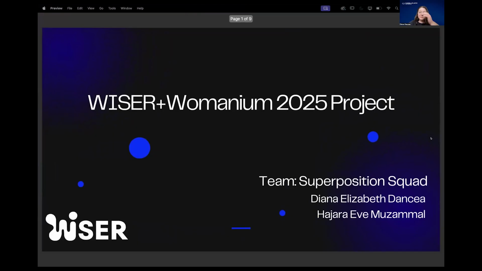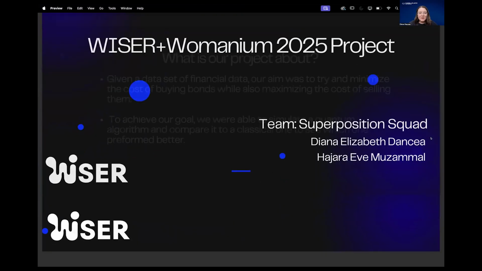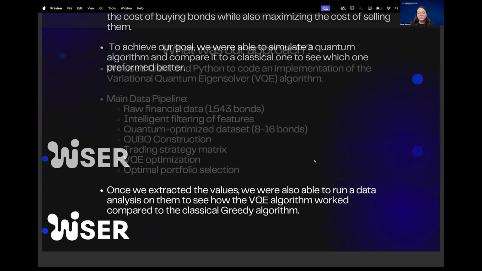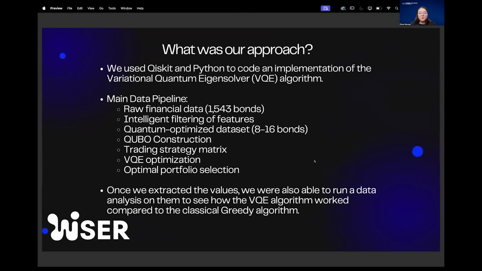Okay, so hello, we are team superposition. Our project was, we were given financial data and we tried to minimize the cost of buying the bonds while also maximizing the gain from selling them. And we were able to simulate a quantum algorithm and compare it to a classical one to see which one performed better. For our approach, we used Qiskit and Python to code an implementation of VQE, which some of the other teams have done.